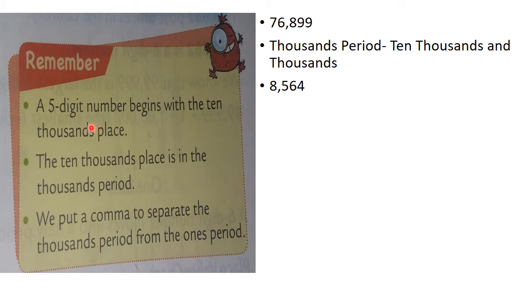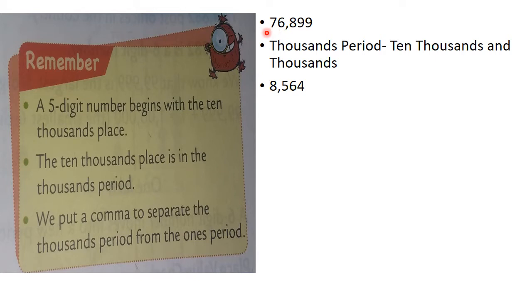As we all know, we know how to write and read a 5-digit or a 6-digit number. If we specifically talk about a 5-digit number, it begins with the 10,000s place. So a 5-digit number starts with the 10,000s place. The example I have shown you here is 76,899, which itself is a 5-digit number, and it starts with the 10,000s place. Here 7 is at 10,000s place, 9 is at 1's place, another 9 is at 10's place, 8 is at 100's place, then 6 is at 1000's place, and then 7 is at 10,000's place.